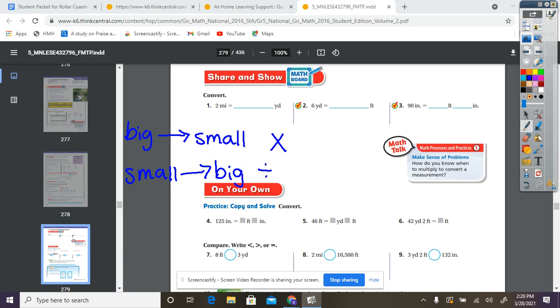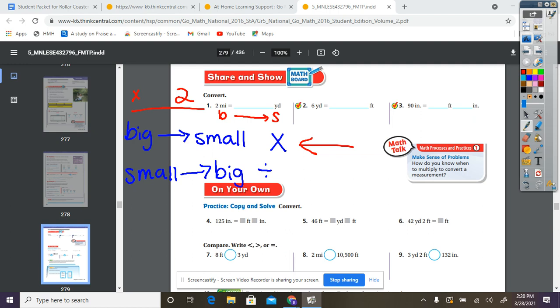What does that mean? That means that when I look at problem number 1, I'm going from miles to yards. Miles is bigger than yards, so I might write a B and an S, big to small. Big to small means I'm going to multiply. I'm going to multiply 2 times something. Now that something comes from our conversions.